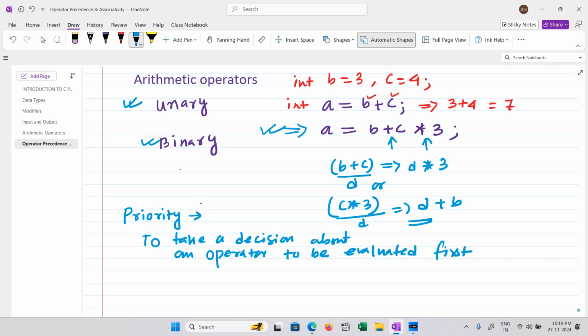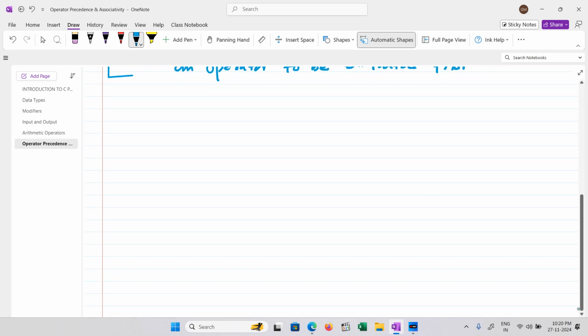To understand how the compiler will take this decision, we must know the precedence of each and every operator under unary and binary. So let me write it here for you. I'm going to write from top to bottom. Operators with higher precedence, meaning that part of the expression will be evaluated first, I'll keep on the top of the table. So very easily we can remember them.